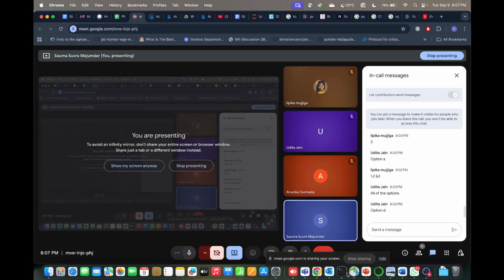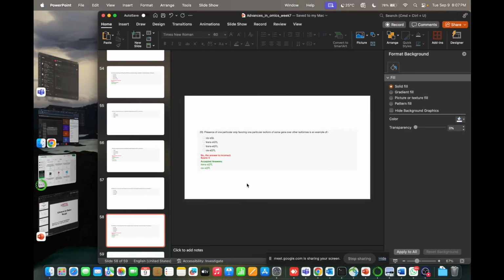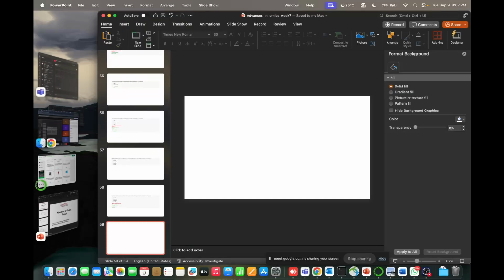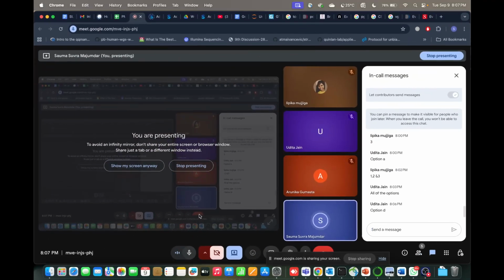Yeah, so it'll be both D and B because the SNP location is not given. It can be far away, so it can be a trans sQTL, or it can be a cis sQTL. So yeah, that's all from my side. If you have any questions, you may ask. Sorry, my camera is off.